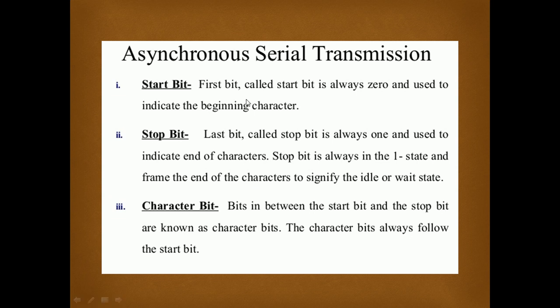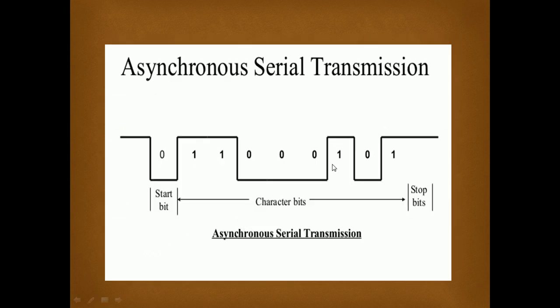In between these two, the start and stop bits, there is a sequence of bits. They are called the character bits, and they are the actual data required by the receiver or the sender unit. The character bits always follow the start bit and end with the stop bit. The view of that transmission is like this. The start bit always shows the starting of the message.